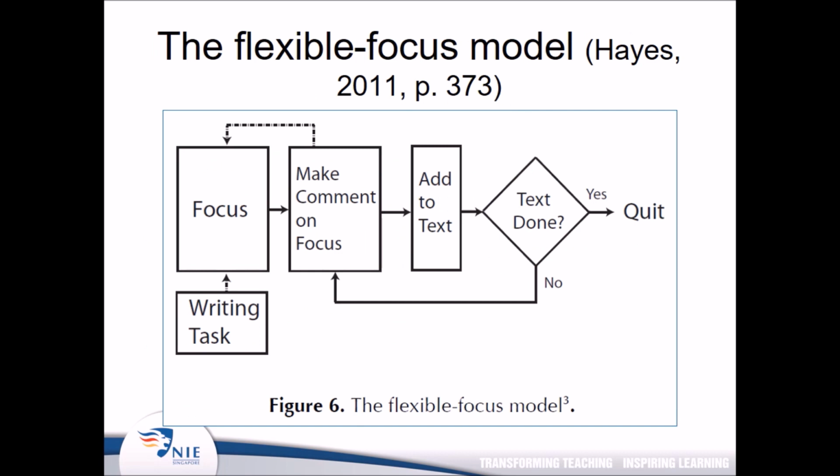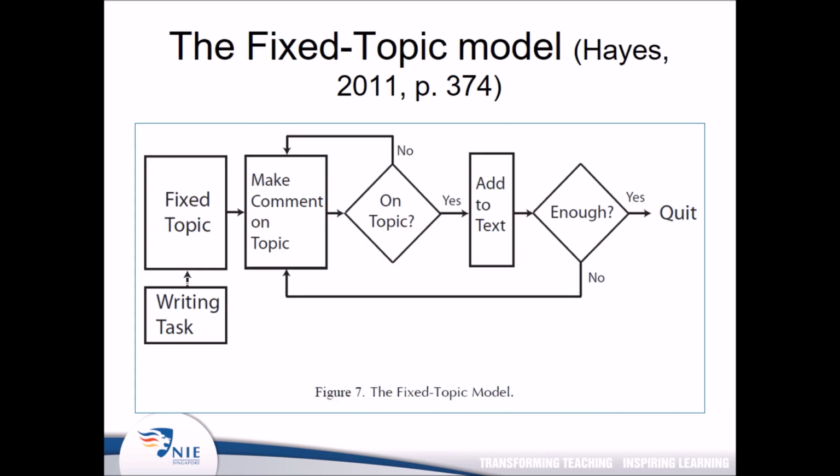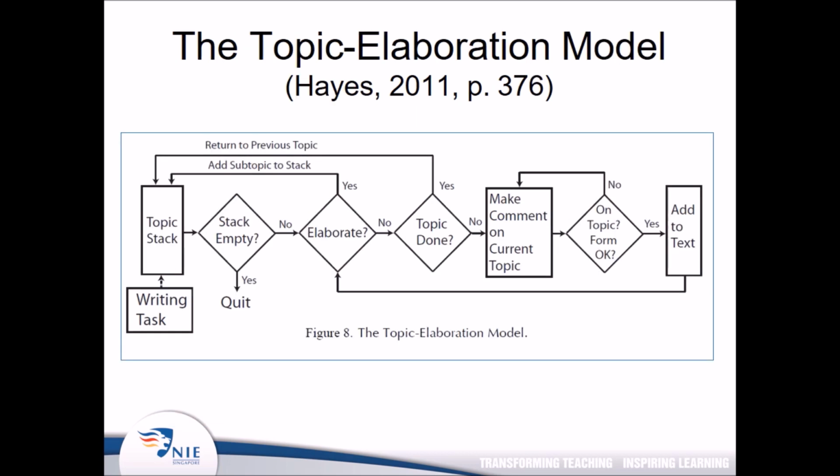One of them is called the flexible focus model, on page 373. The other one is called the fixed topic model. And the third one is the topic elaboration model. This seems to be more sophisticated than the rest of the models, in the sense that if the kids follow this model, their writing output might seem to be more sophisticated. So if you are teaching young adults or, let's say, kids in primary or elementary schools, I think these 3 models will be very helpful. For further information, please look at Hayes' paper.